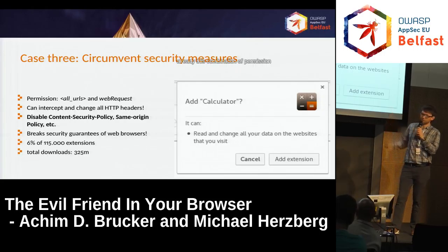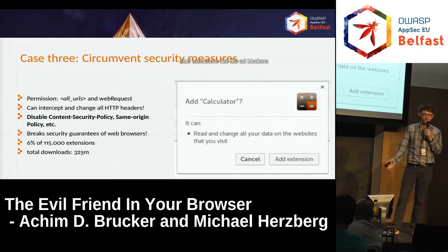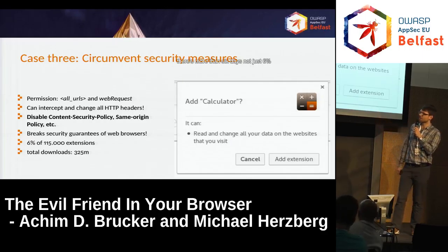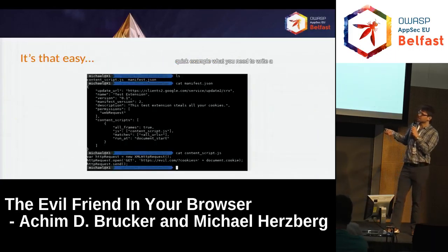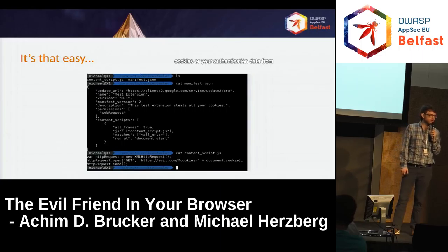This combination of permissions was rather often found, but you really have to ask yourself, which extension needs to intercept your HTTP headers? Extensions like ad blockers, well, yeah, they need it, but I'm sure there's more than just 6% ad blockers in the store. And just a quick example of what you need to write a simple extension that sends out all your cookies, all your authentication data from all the websites that you visit. That is basically what you need.